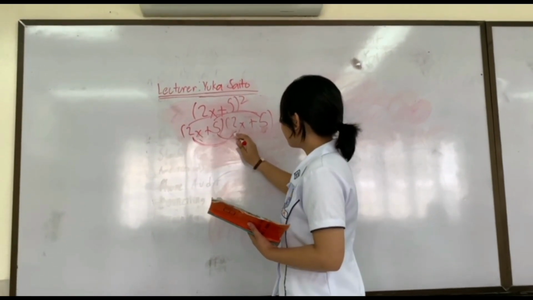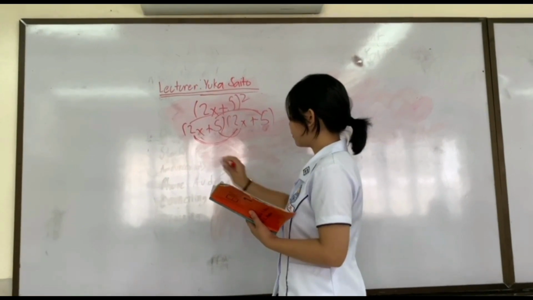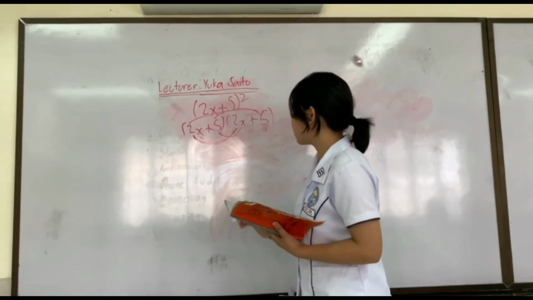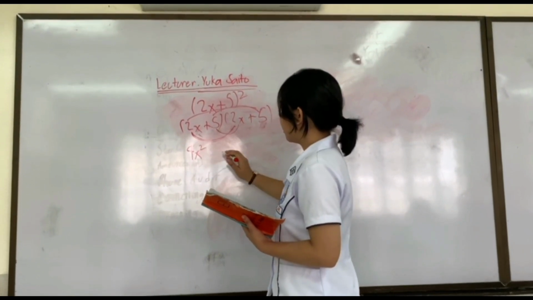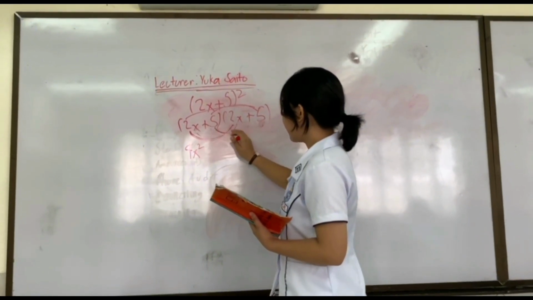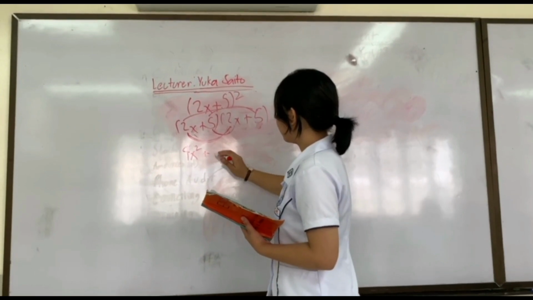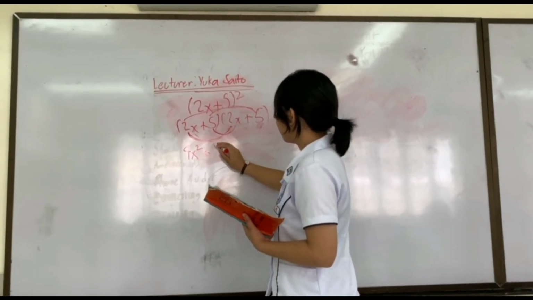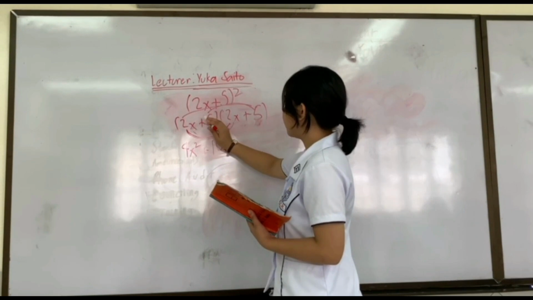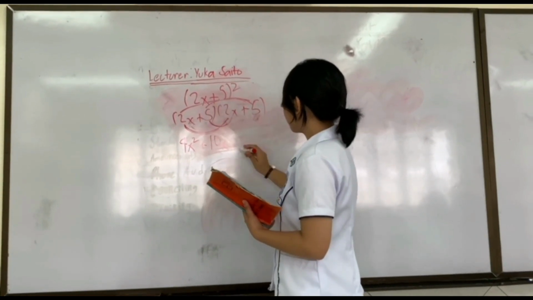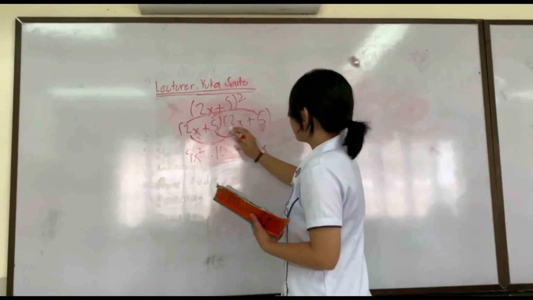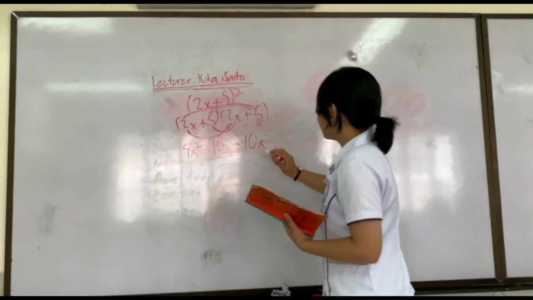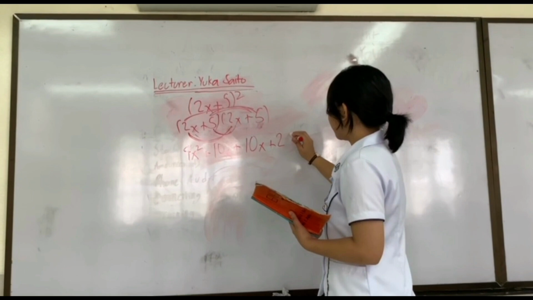So we're going to multiply the 2x times 2x. So the answer is 4x squared. And then 5 times 2x is equal to positive 10x. Then 2x times 5 is equal to positive 10x. Then 5 times 5 is equal to 25.